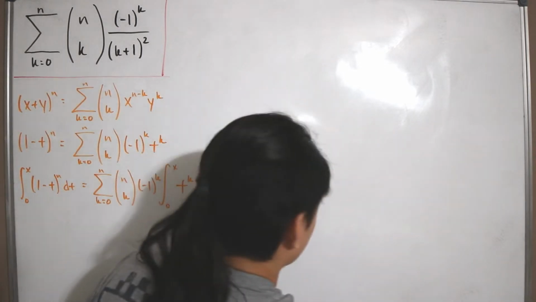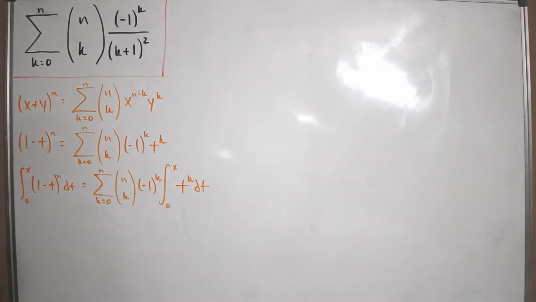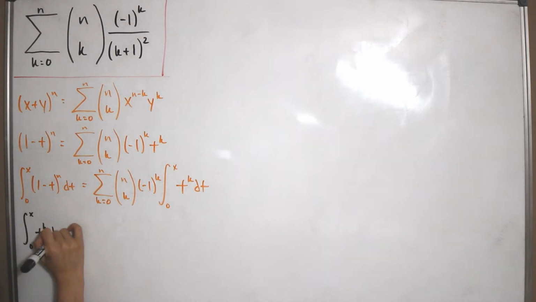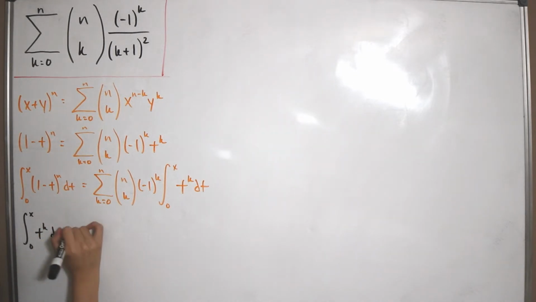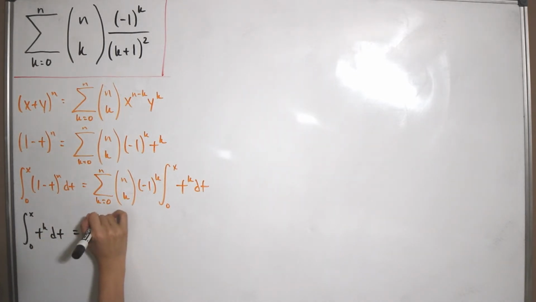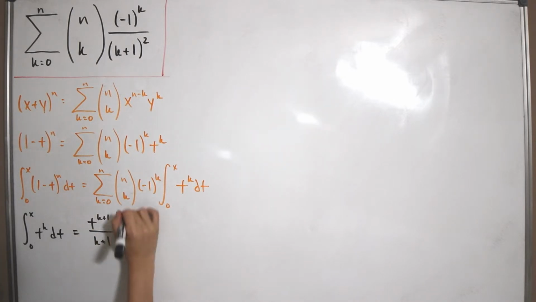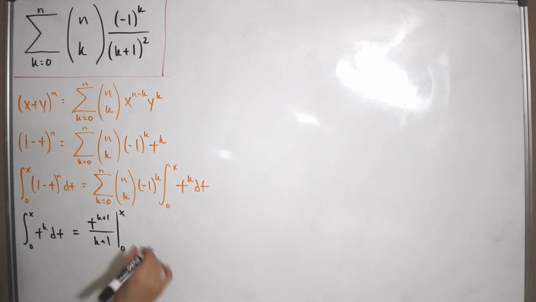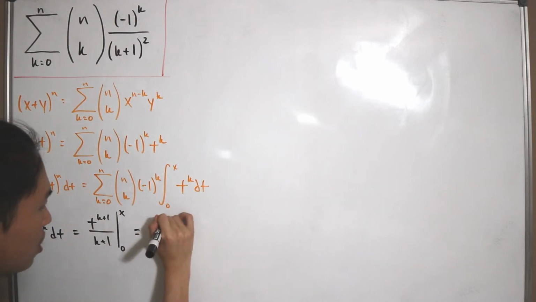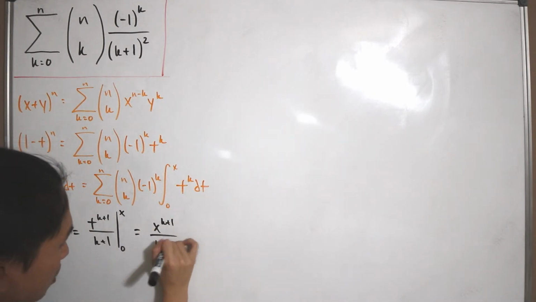Let's calculate the right-hand side integral first. That's a little easier to deal with, since you can just apply the power rule. The integral from 0 to x of t to the power k dt is t to the power k plus 1 divided by k plus 1, evaluated from 0 to x. Anything you plug in for 0 gives 0, so the only thing left is x to the power k plus 1, divided by k plus 1.